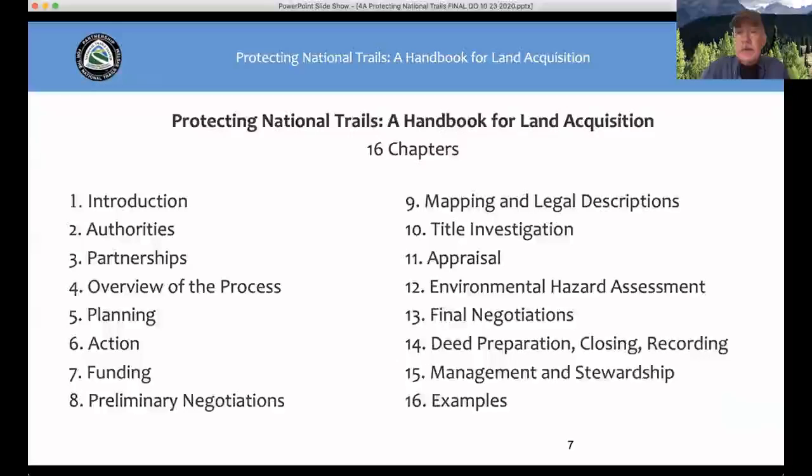These are the 16 chapters of the handbook, starting with an introduction, a review of the authorities, partnerships, and then an overview of the process, which goes from chapter 5 on planning all the way down to chapter 14 on closing and recording and celebrating your acquisition of a piece of property. Chapter 15 is what you get to do afterwards, after you own that interest. And then chapter 16 has 4 specific examples of successful trail protection projects.